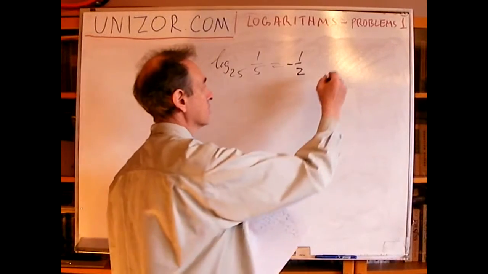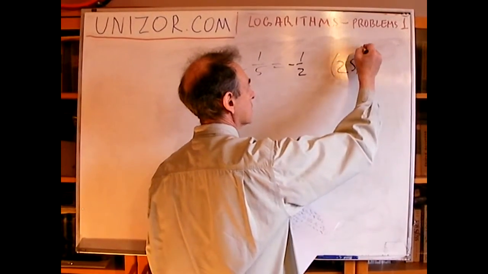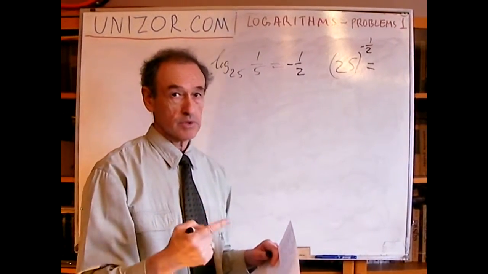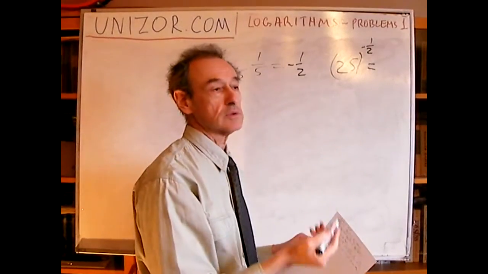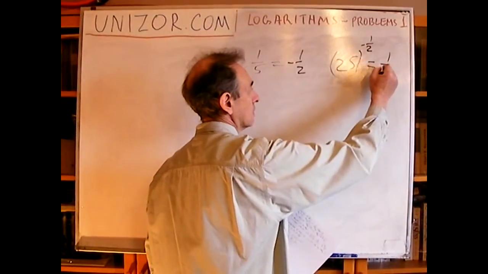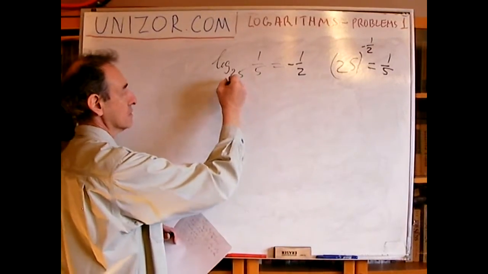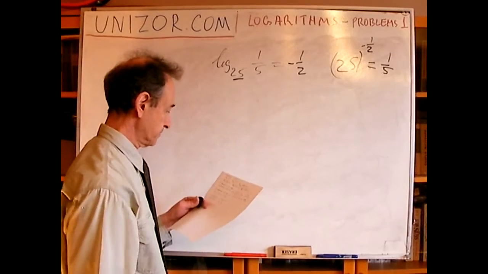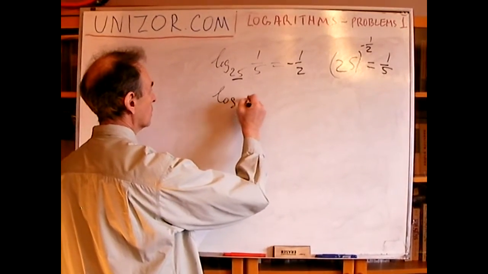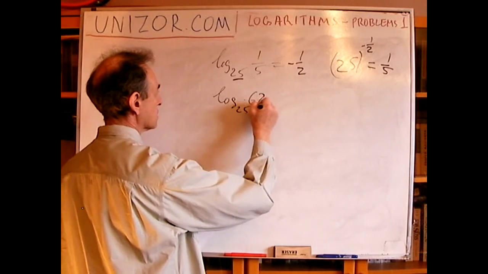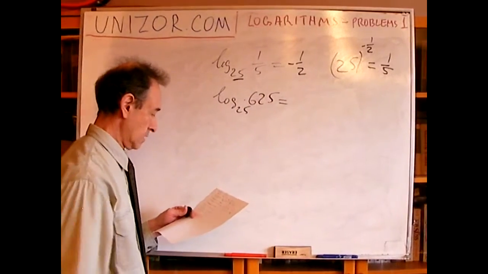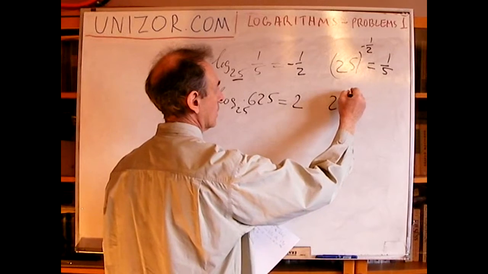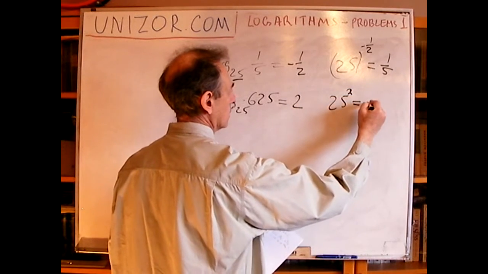Let's just think about it. If you raise 25 to the power of minus 1/2, what does it mean? First, you have to invert it because it's minus, so it's 1/25. And 1/2 means square root. Square root of 1/25 is 1/5. Exactly what we have to get here. So 25 raised to the power of minus 1/2 is 1/5. That's why this is the correct answer. Next, log base 25 of 625. Well, this is obviously 2, because 25 squared is 625.